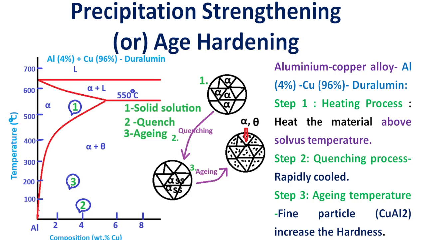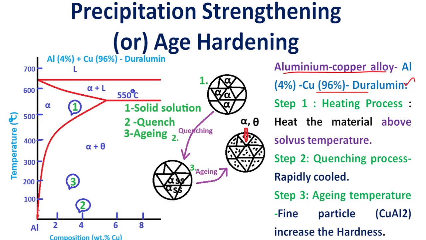So this involves three steps mainly in this application. Take the aluminum-copper alloy with aluminum 4% and copper 96%. So this is duralumin. This application is the duralumin precipitation strengthening or age hardening process.